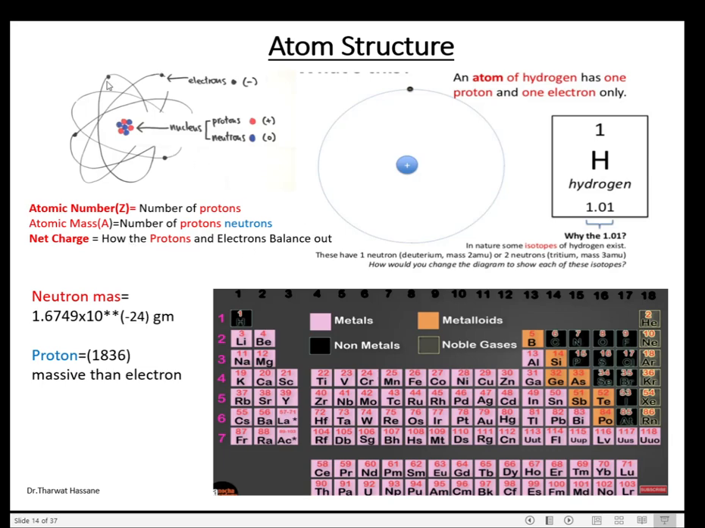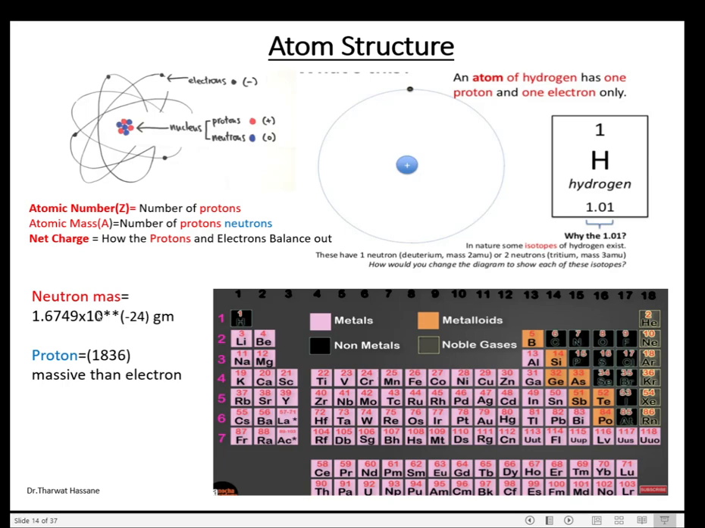For example, if I have 5 protons and 4 electrons, that means you have a net positive charge. If you have 5 electrons and 4 protons, you have a minus 1 charge. So there is some information you have to know about the neutron. The neutron has a mass of 1.67 times 10 to the minus 24 grams.